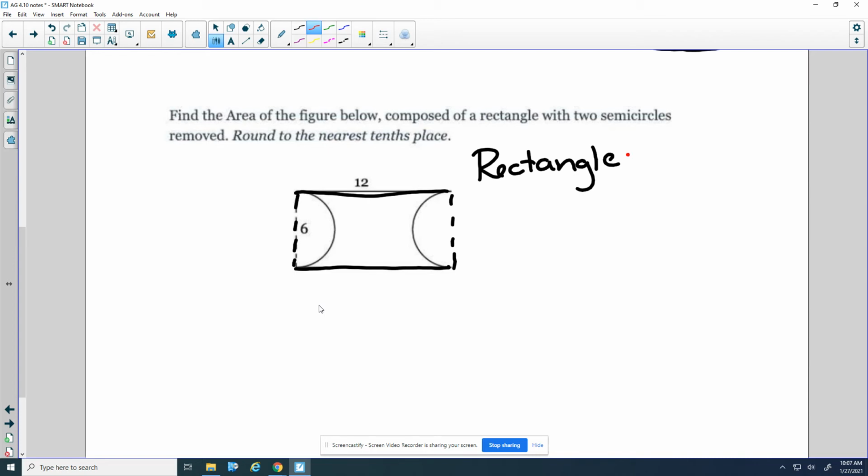And then we're going to subtract a half circle and subtract another half circle. So here's my first half circle I'm subtracting. I'm cutting this out as if I had scissors. Okay? And then I am cutting out my other half circle over here. So my rectangle is base times height, right? So that's just 12 times 6.